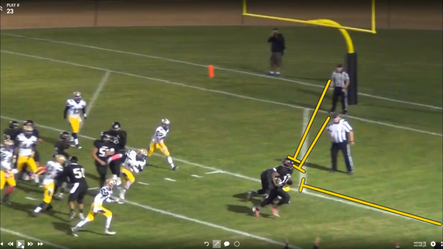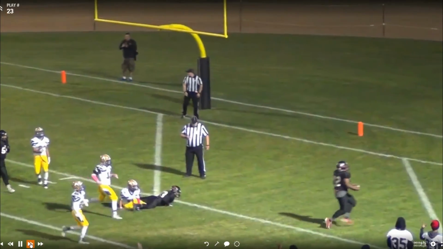It looks to me like both of them are ball watching. They're not watching that lead block. We can't see the flank official, but he should be on the goal line. He should see this as well. And we don't call this.